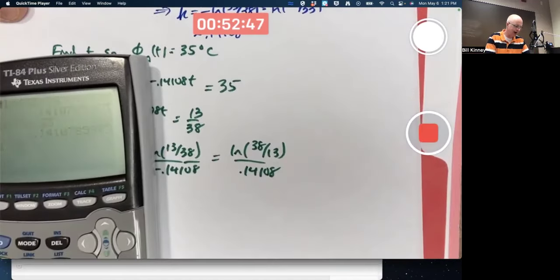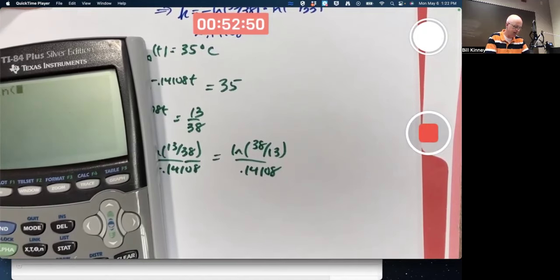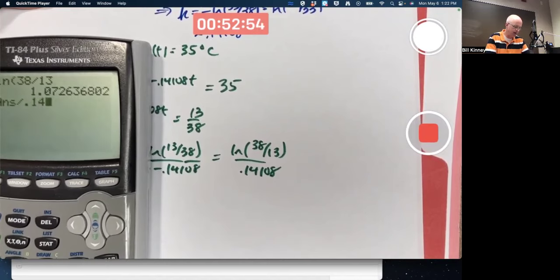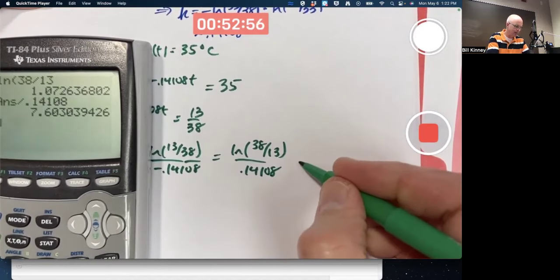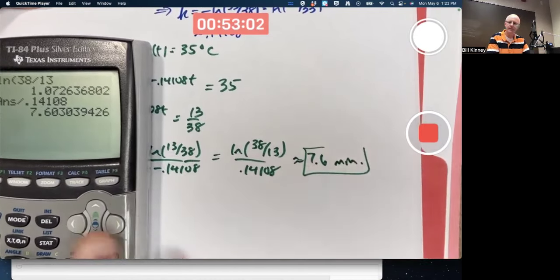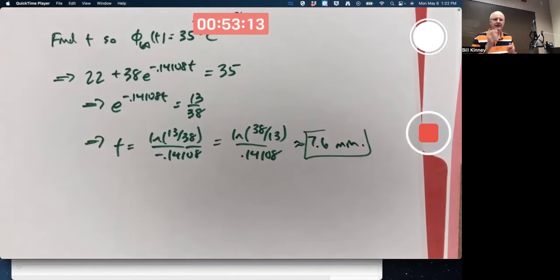What is it? I want to know. ln of 38 divided by 13 is that divided by 0.14108. It's about 7.6 minutes. It's going to take about 7.5 minutes, close to, to get down to your drinkable 35 degrees.